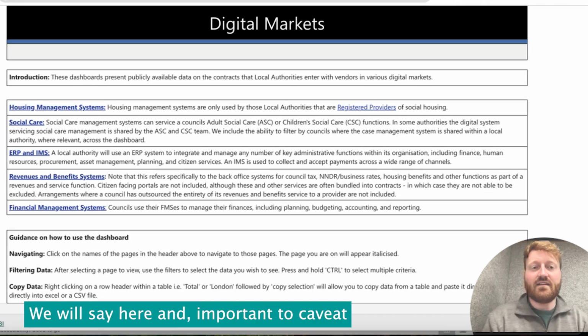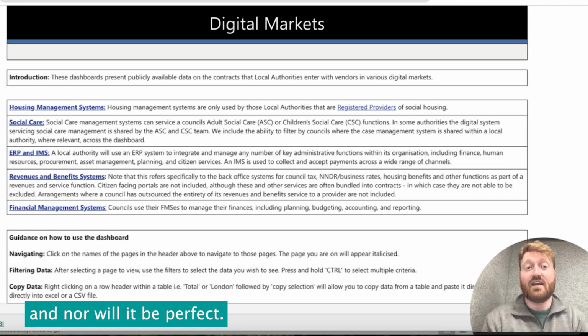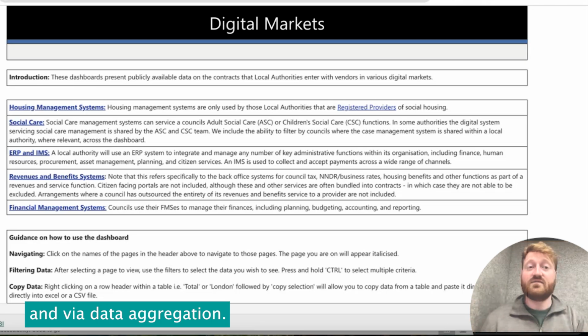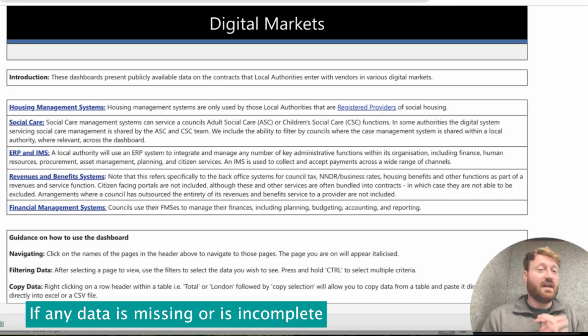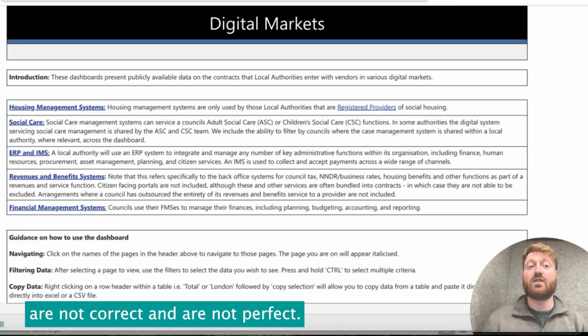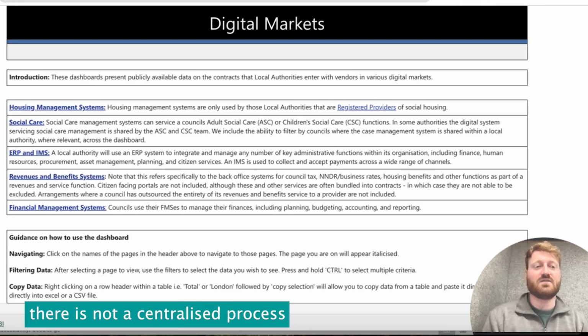We will say here, and important to caveat, this data will not be complete and nor will it be perfect. It's been captured from publicly available sources via web scraping and via data aggregation. If any data is missing or is incomplete or is now out of date, that will mean that our records are not correct and are not perfect. For this data to be truly accurate, it would need councils to independently validate, verify, and submit all of their spend. And currently there is not a centralized process for doing that.